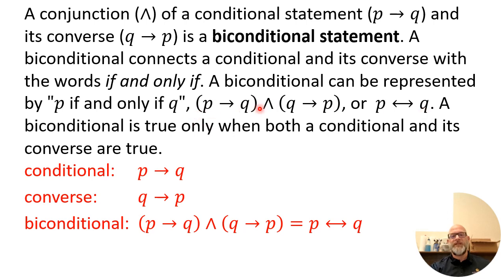And it means if P then Q and if Q then P. A biconditional is true only when both of the conditionals is true. Both when the conditional and its converse are true. Okay. So if P implies Q is true and Q implies P is true, then the biconditional will be true, and only then will it be true.